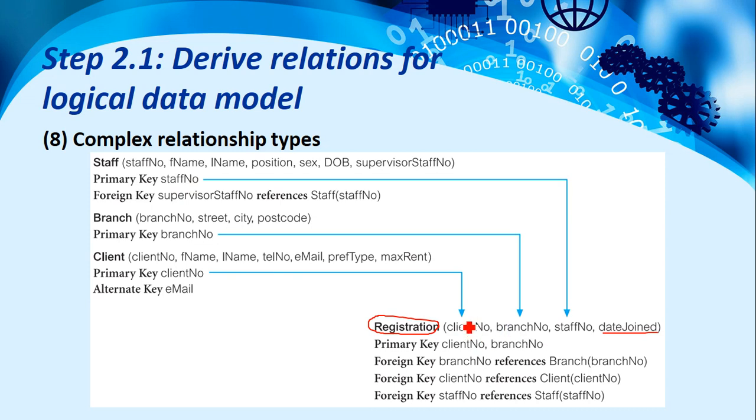Since galing man siya, itong client, itong mga attributes to, galing to from another relation. So, foreign key siya. And then yung pinili dito, in this case, client number, branch number, itong foreign keys na to, they were chosen as the primary key for this relation. Okay?